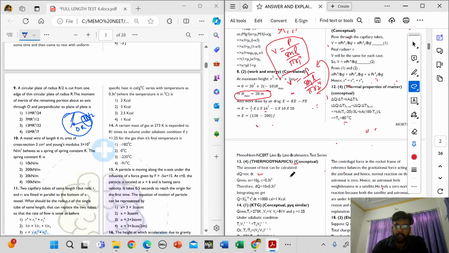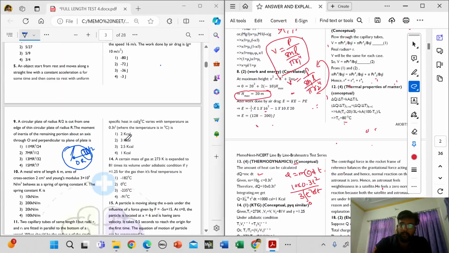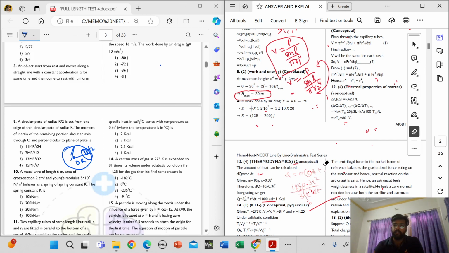So Q is equal to the integral of m c dT, where we have 0.3 T square and the m value. So we get the T square dT to integrate. From where to where? We are given the value of T, that is 0 to 10. So we put the limits 0 to 10, and then we get the answer, that is 1000 calories. A simple question, just a simple formula of the heat, m c delta T.